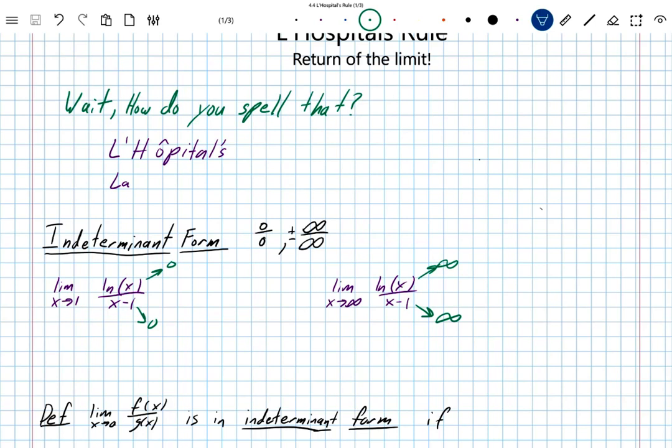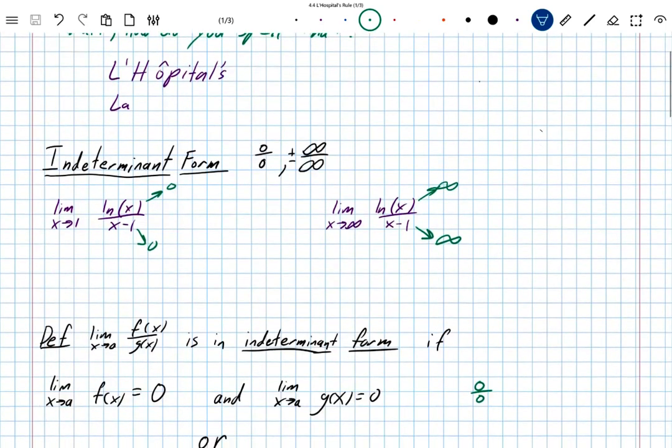Oh, it grows without bound, right? It goes off to infinity. There's no amount of knowing L'Hopital's rule that's going to make that faster for you, because you're going to need to decide, is this indeterminate or not? Okay, so let's get a real definition for indeterminate form.